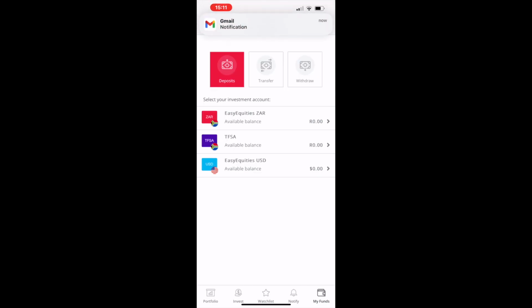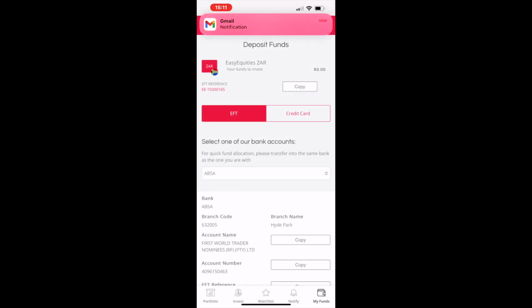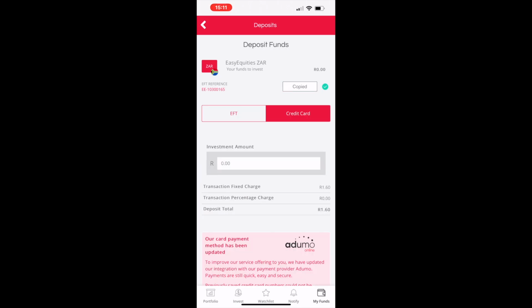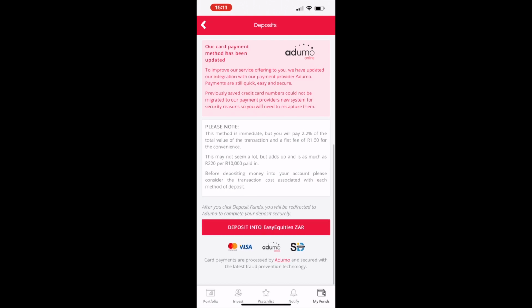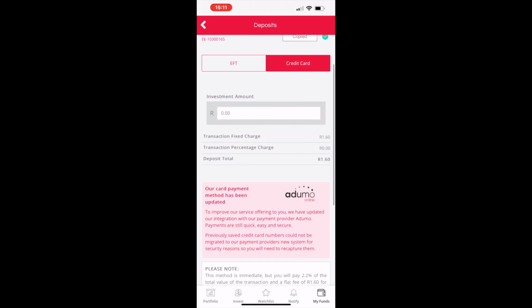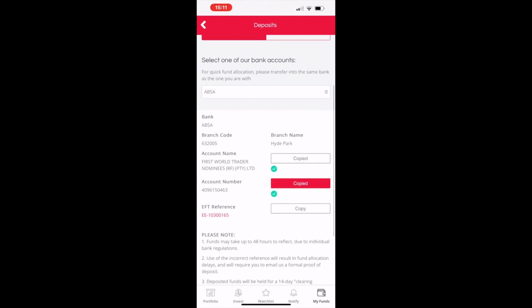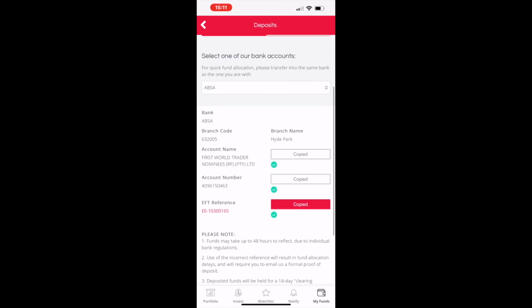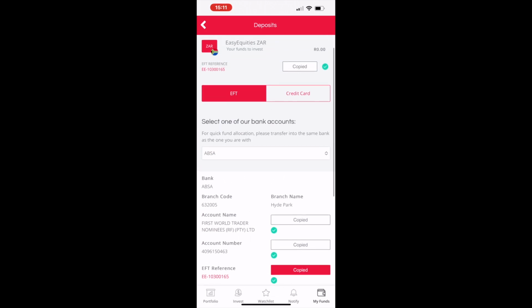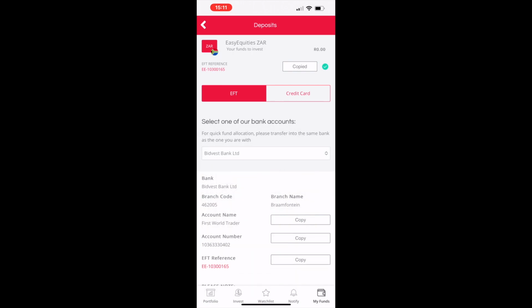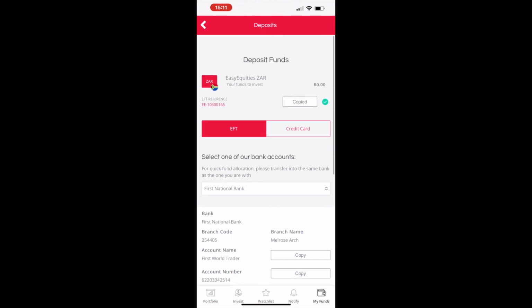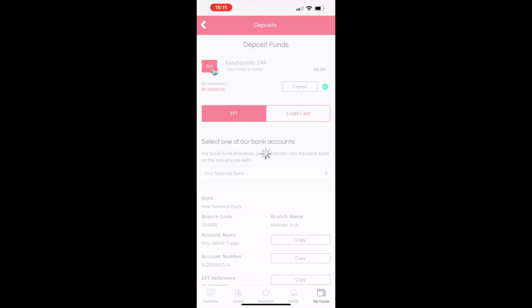Here we are at the icon that reads My Funds. You'll see deposit, transfers, withdrawals. When you go to deposit, you'll see that there are EFTs and credit cards. You can copy the EFT reference number in order for EasyEquity to know who sent the money and to which account the money should be deposited. With the credit card, you can deposit with a debit card as well. However, there is a small charge to it. Here you'll see that you can copy the different bank details of EasyEquity, which makes it easier for you to copy and paste. You can then select the bank of your choice to deposit the money from.